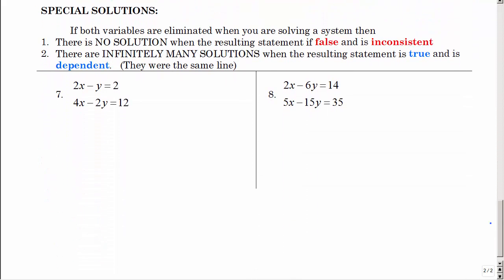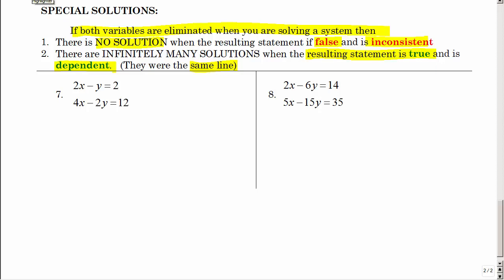Now just like on substitution we had special solutions, we have the same exact special solutions for the elimination method, because if you get something false, remember, if all the variables go away, inconsistent, no solution, meaning the lines were parallel. This is the exact same thing I had on the last lesson. If all your variables go away and the resultant statement is true, then it's dependent, meaning they were the same line.